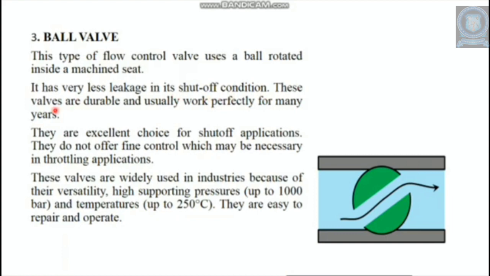These valves are durable and usually work perfectly for many years. They are an excellent choice for shut-off applications. They do not offer the fine control which may be necessary in throttling applications. When the ball position is horizontal, more fluid will flow. When the ball is at some angle, the quantity of fluid flow will be less.